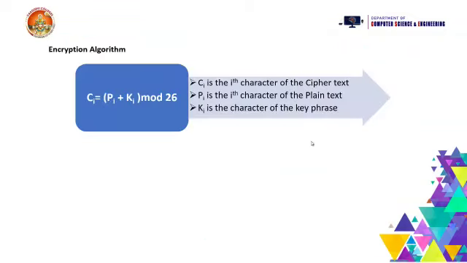Encryption algorithm. To generate the ith character of ciphertext, the ith character of plaintext is added with the ith character of key and the result is taken mod 26.